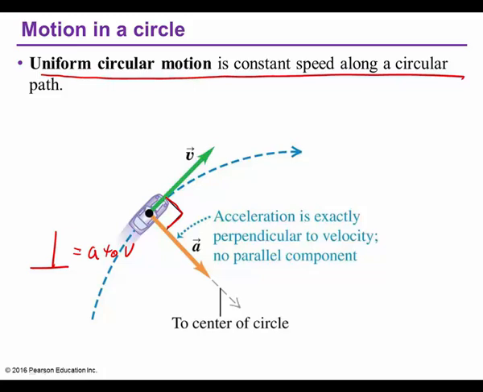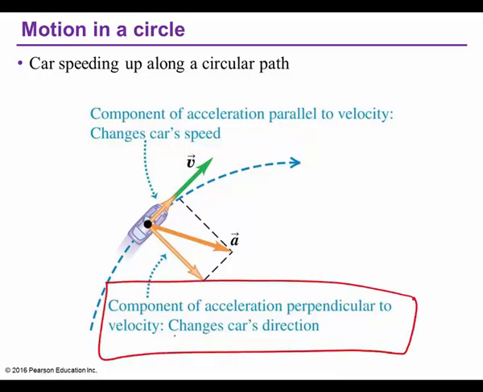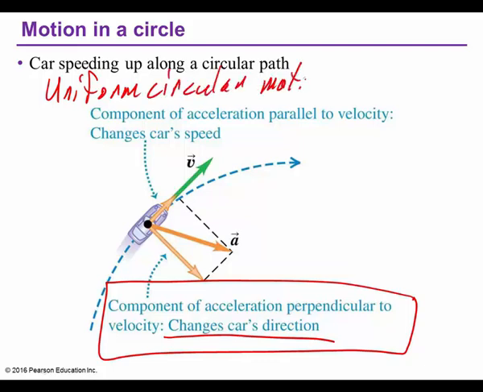So the acceleration is perpendicular to the velocity vector. And notice these are vectors. Now, how do you have acceleration with constant velocity? Well, the reason we have acceleration with constant velocity is this right here. The car is changing direction. So, what does this mean? Let's sum it up: uniform circular motion.